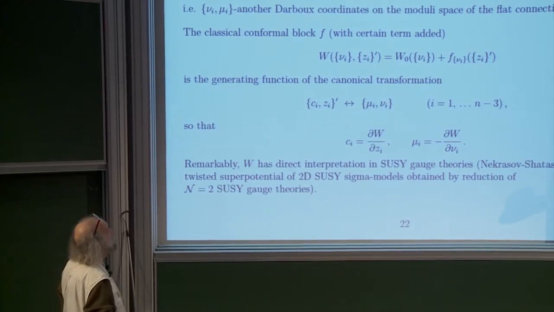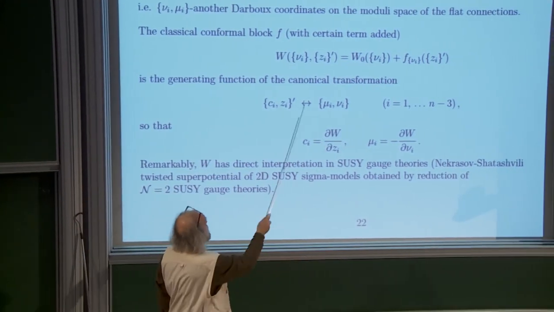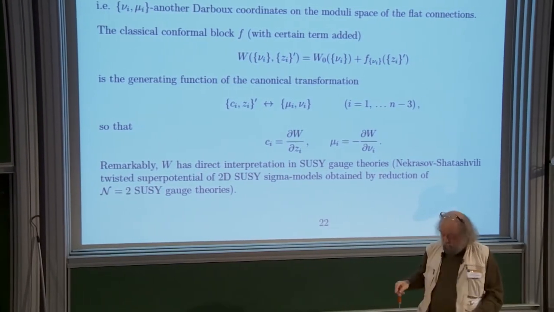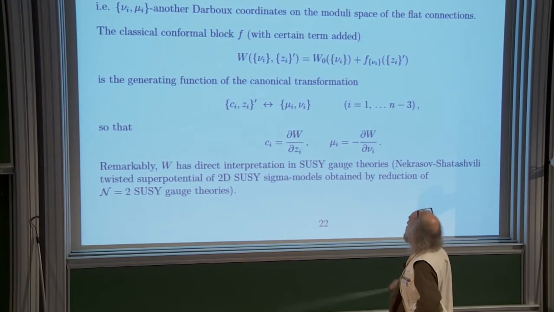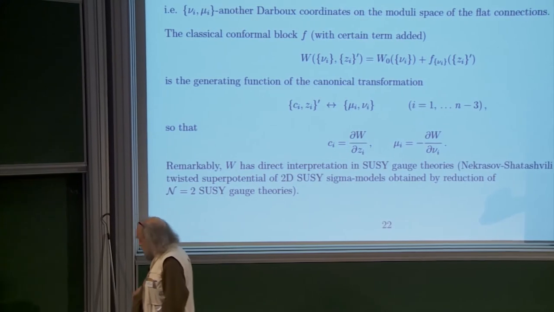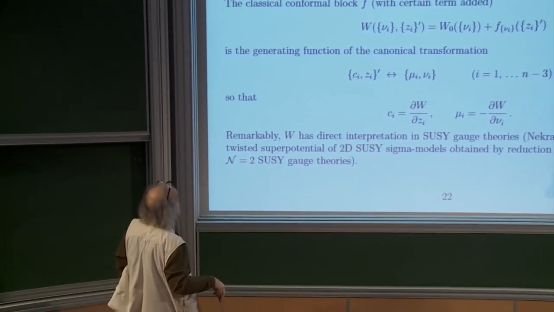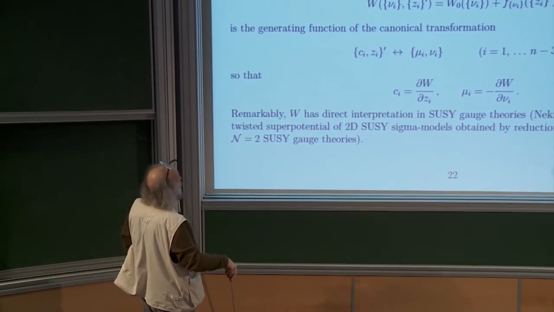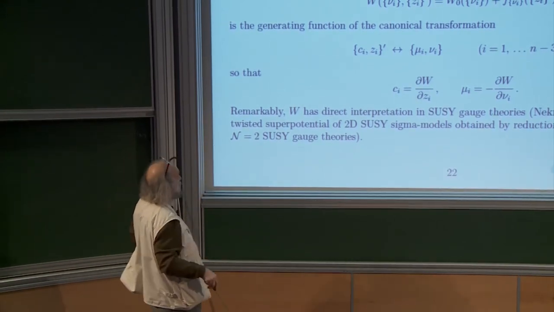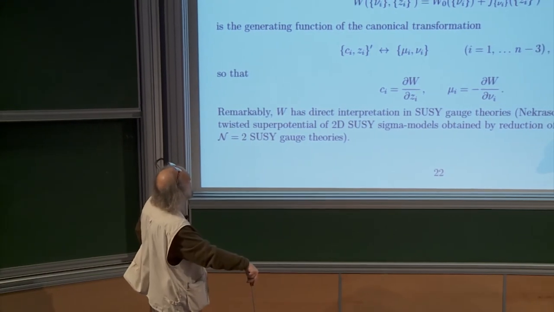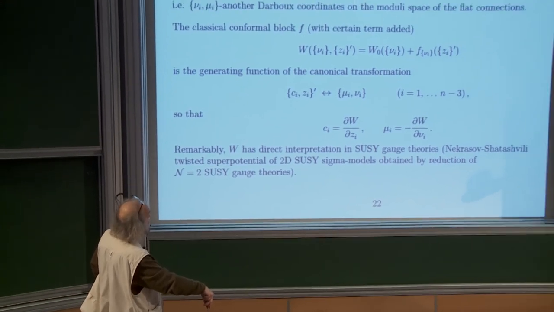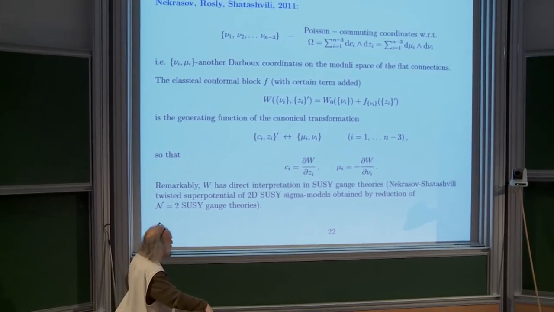Actually, it's convenient to add a certain term. There is an ambiguity, of course, in defining these canonically conjugated variables, and it is convenient to add a certain term, which is convenient both from the geometric construction of the canonically conjugated variables, and also it has a nice interpretation in terms of supersymmetric gauge theories.